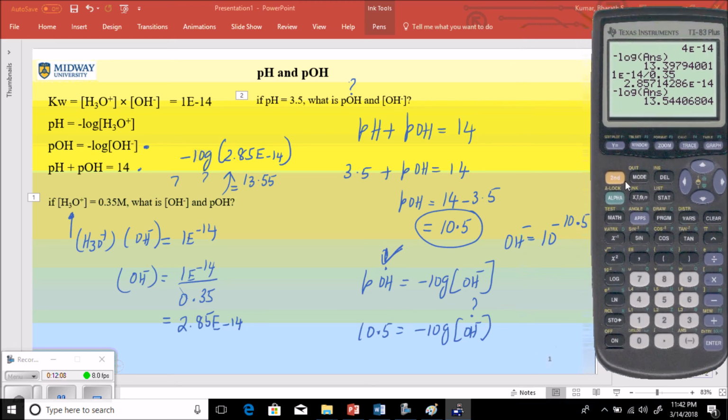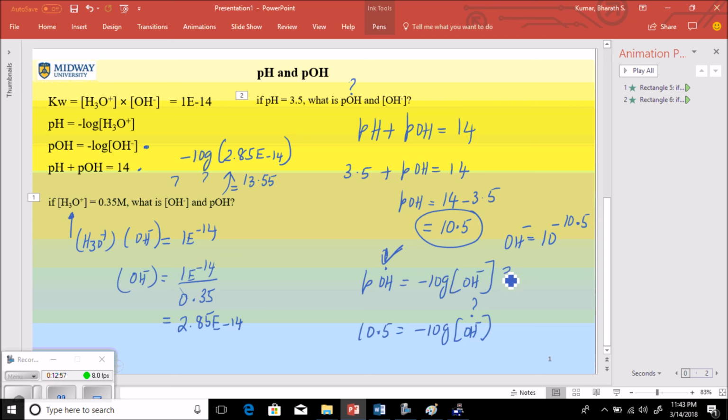All right, so to do the inverse log, you got to first hit second, hit log. It will pop up like this, and hit this negative, this one within the bracket. Like I said, you never use this negative, and then hit 10.5. Close the bracket, hit enter. Let me repeat it one more time. If you're given pH or pOH and you're trying to find what's inside the bracket, you got to do inverse log. So second log, hit this negative and hit whatever that number is, so 10.5. Close the bracket. There we go. So it's 3.16e to the negative 11, I believe.